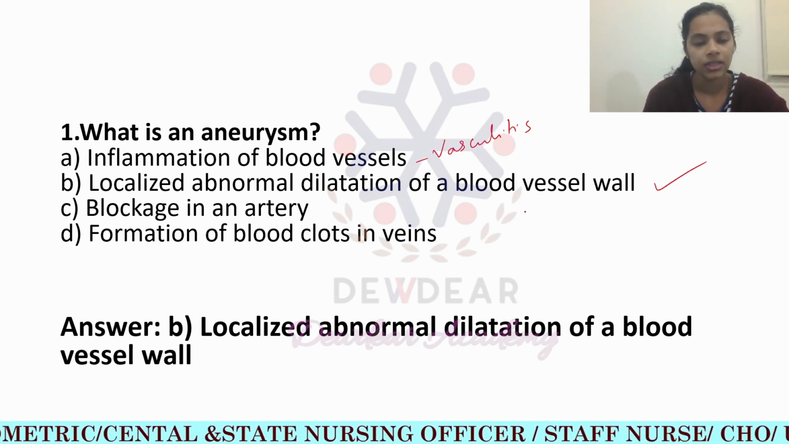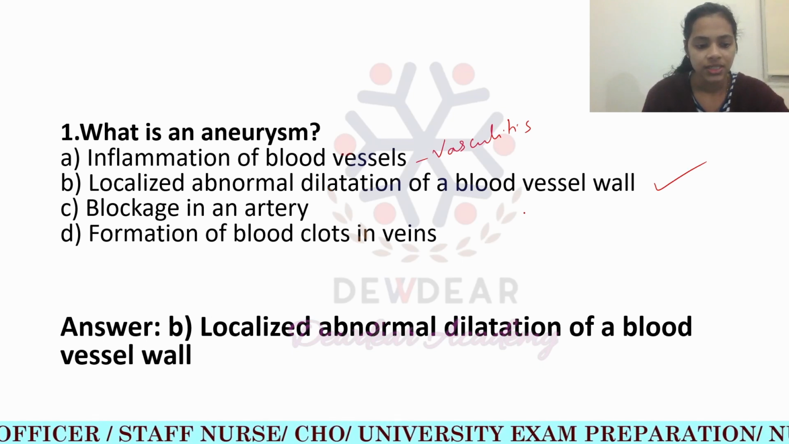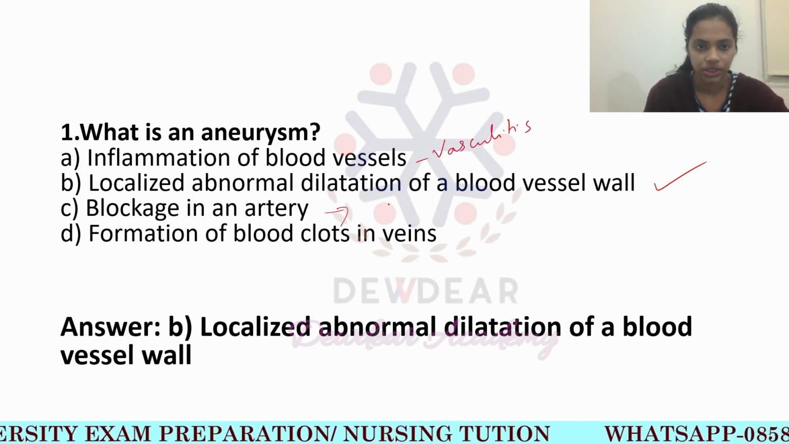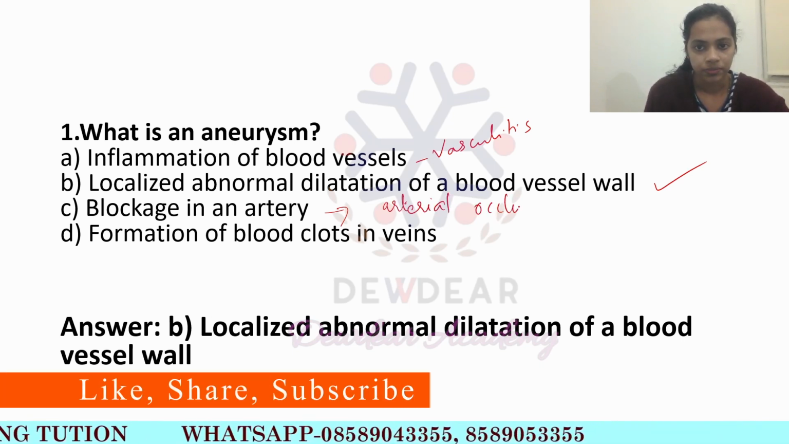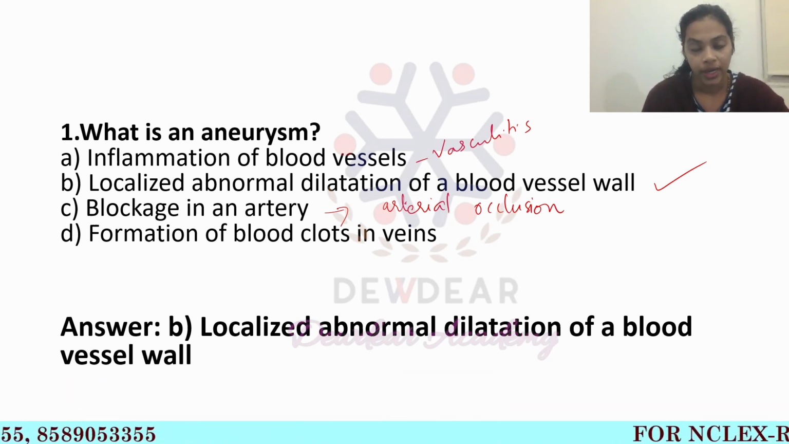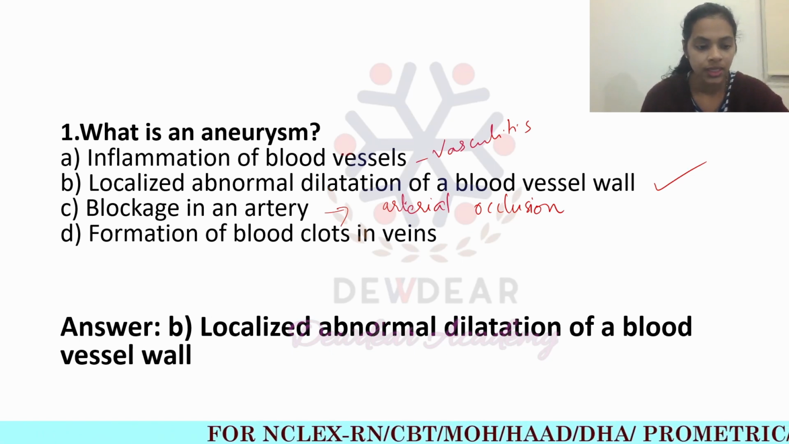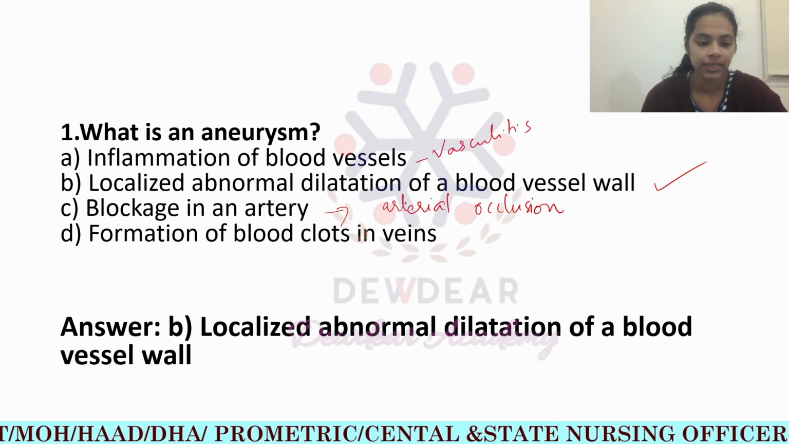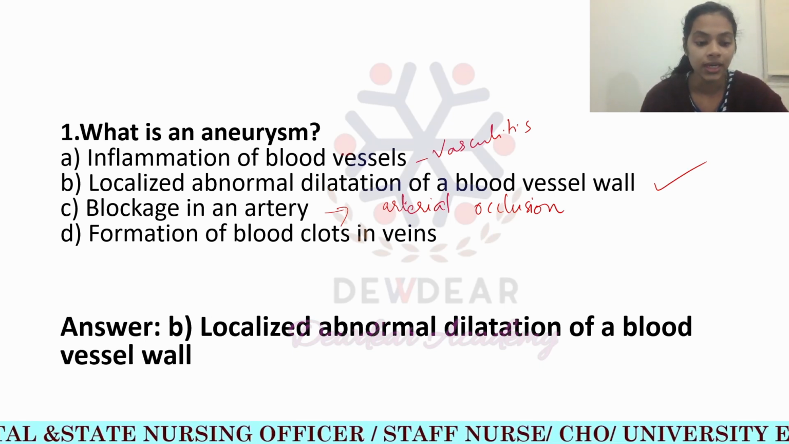Then we have the option C, that is blockage in an artery. Blockage in an artery is known as arterial occlusion. It is mainly caused by embolism, or we can also say it is caused by atherosclerosis. So it obstructs the blood flow, but it does not involve any abnormal dilatation. So this is not the answer.